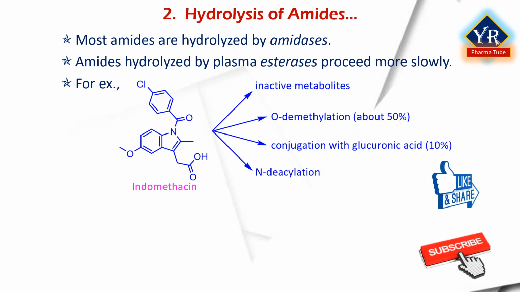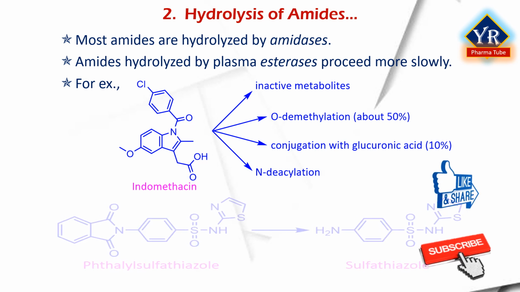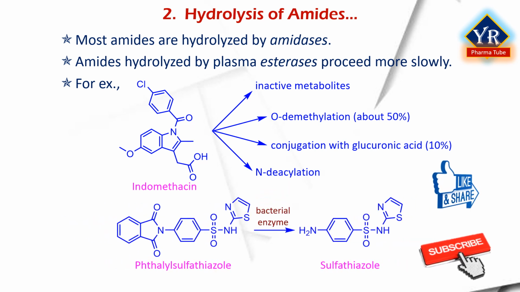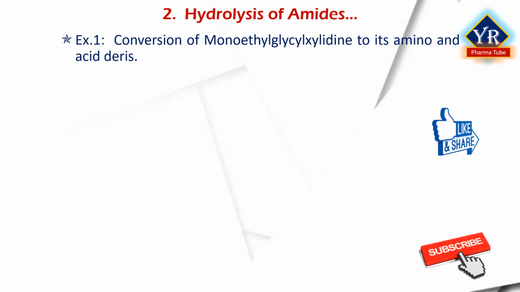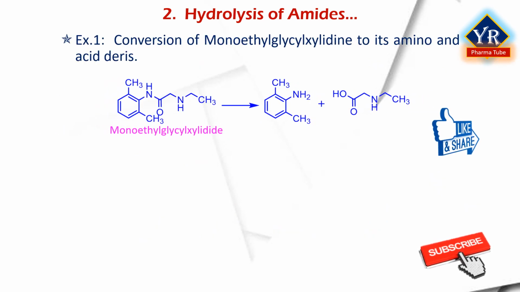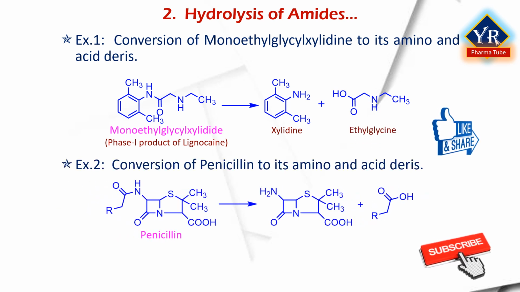On the other hand, it is important to emphasize that in certain cases, the reaction of hydrolysis may liberate the active metabolite of a parent drug. A case in point is that of thionyl sulfathiazole, which under the action of bacterial enzymes in the colon liberates the antibacterial agent sulfathiazole. Ethyl glycyl xylidine, the N-deethylated phase 1 product of lignocaine, is hydrolyzed by the liver microsomal fraction to yield xylidine and ethyl glycine. Similarly, penicillin undergoes hydrolysis to its corresponding acid metabolites.